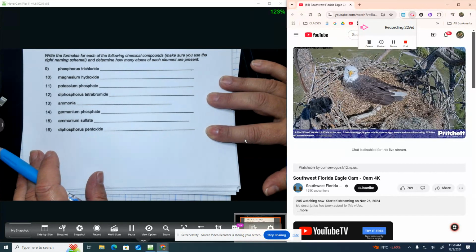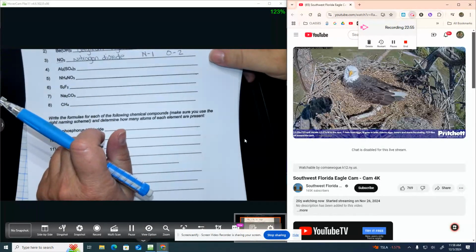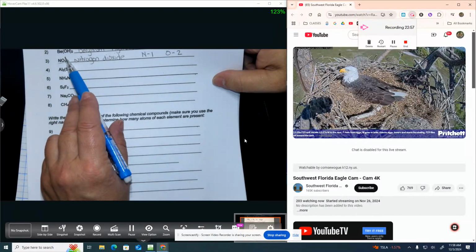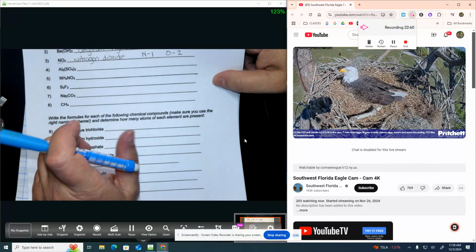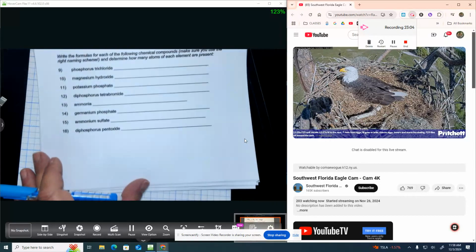Wait. Nitrite would have a charge on it. It doesn't, hold on. It doesn't have a charge, so it's nitrogen dioxide. If it had a negative up here, then it would be a nitrate. Yes, then it's a polyatomic ion.